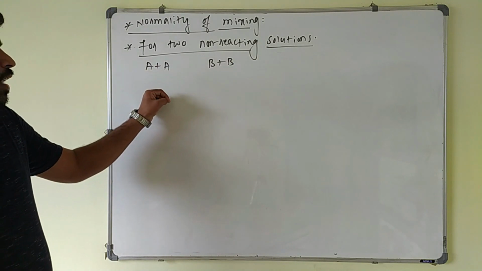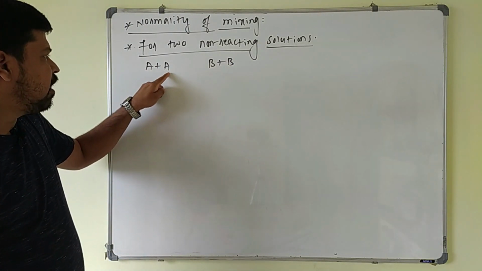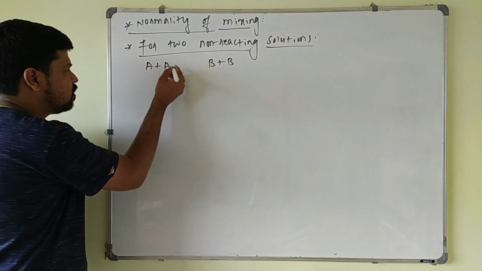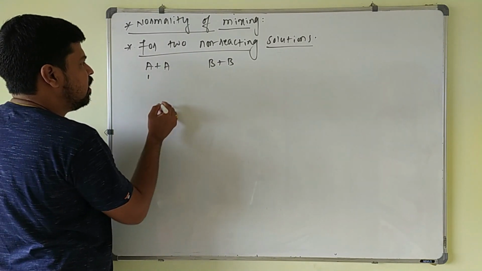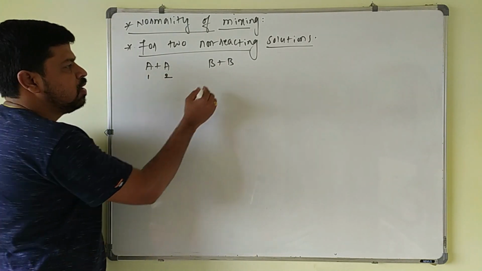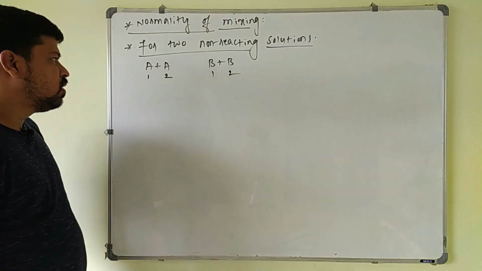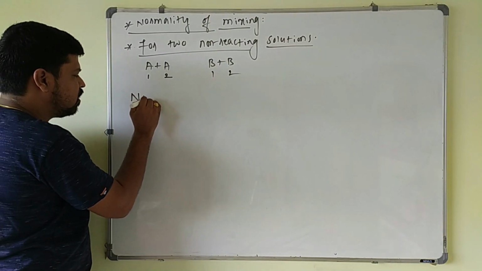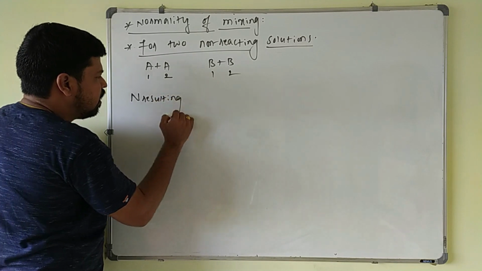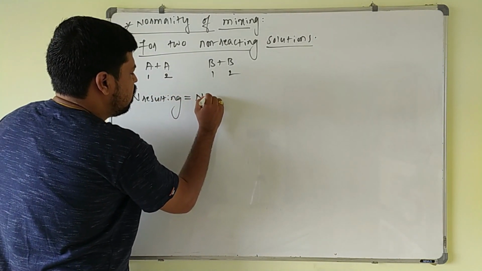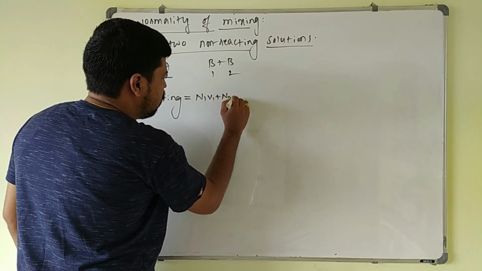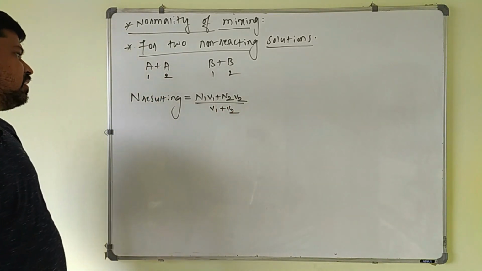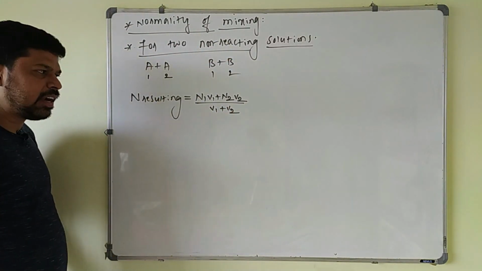These two are having different normality. You can add one acid to another acid or base to another base. Base and base will not react and acid and acid will not react here. Suppose for this one I will take normality 1, and this is normality 2, N1 and N2, and here also it is N1 and N2. So whenever two acids of different normality are mixed together, then the normality of the resulting solution, N resulting, will be equal to N1V1 plus N2V2 divided by V1 plus V2. Okay, this is for two non-reacting solutions.